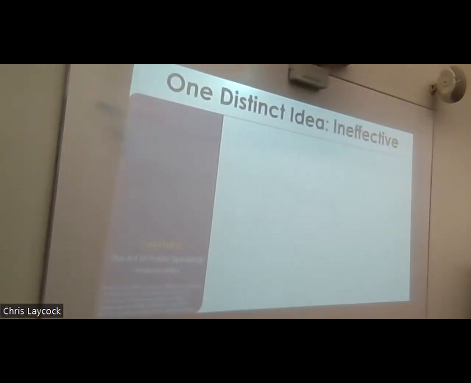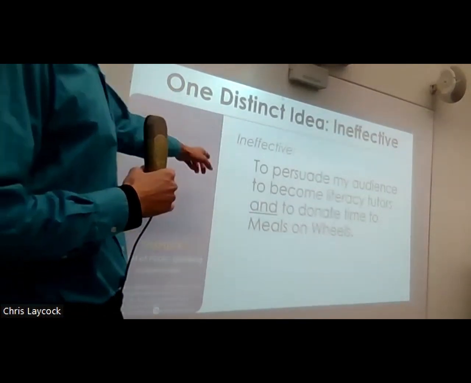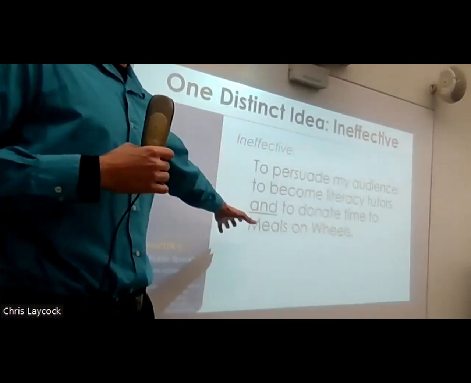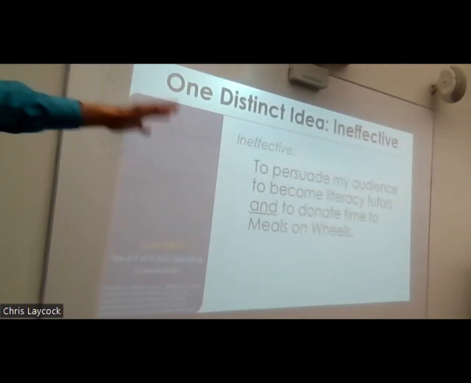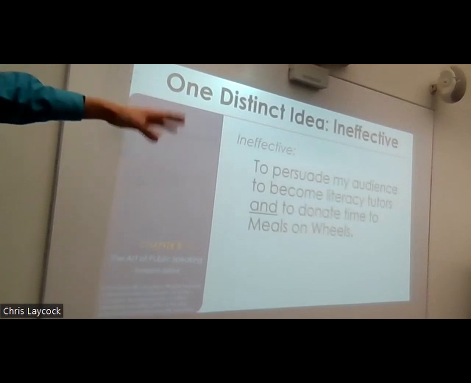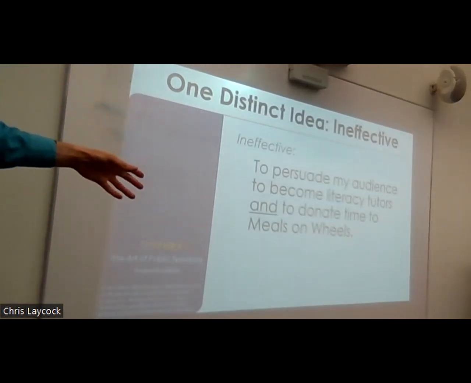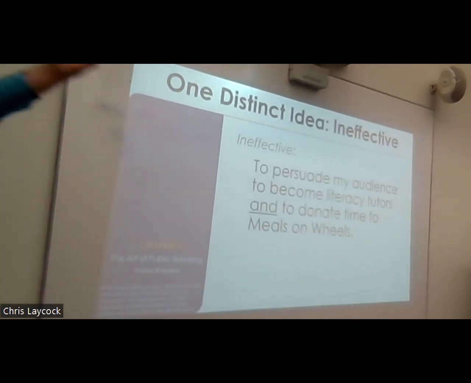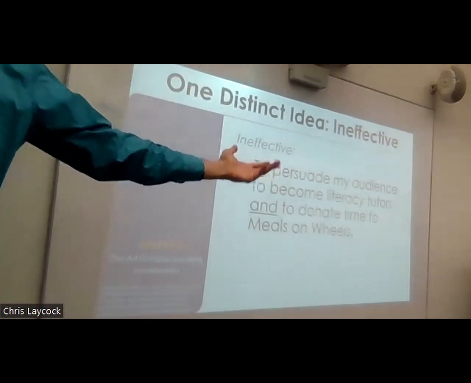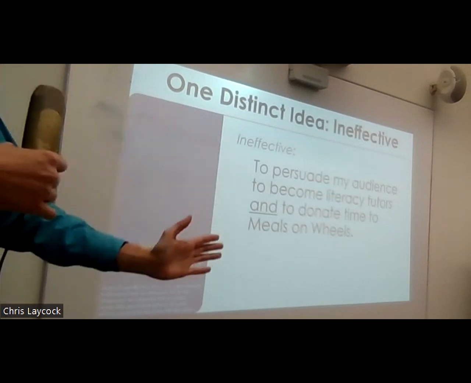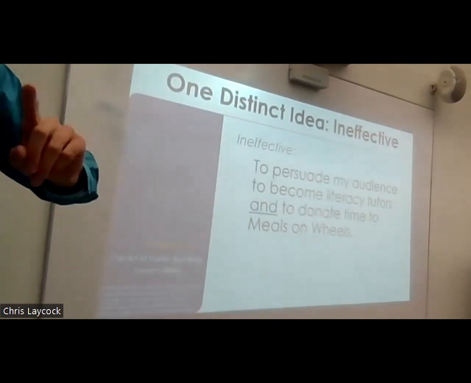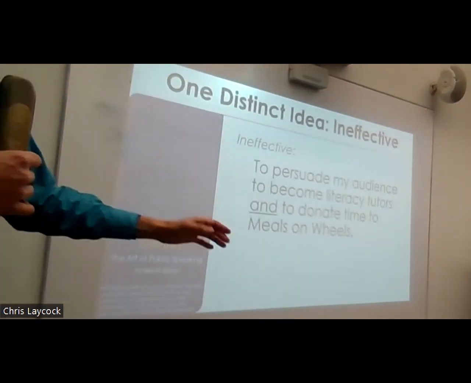One distinct idea. I'm going to persuade them to become literacy tutors and donate time to Meals on Wheels. Those are 2 different topics, and they'd be more effective if you broke them up into 2 different topics. Yes, you should do both. Like, I want to convince you to donate blood and to volunteer. But if I just said you should volunteer, I can say more specifically, more effectively, here are your reasons. You should donate blood, here are the reasons.